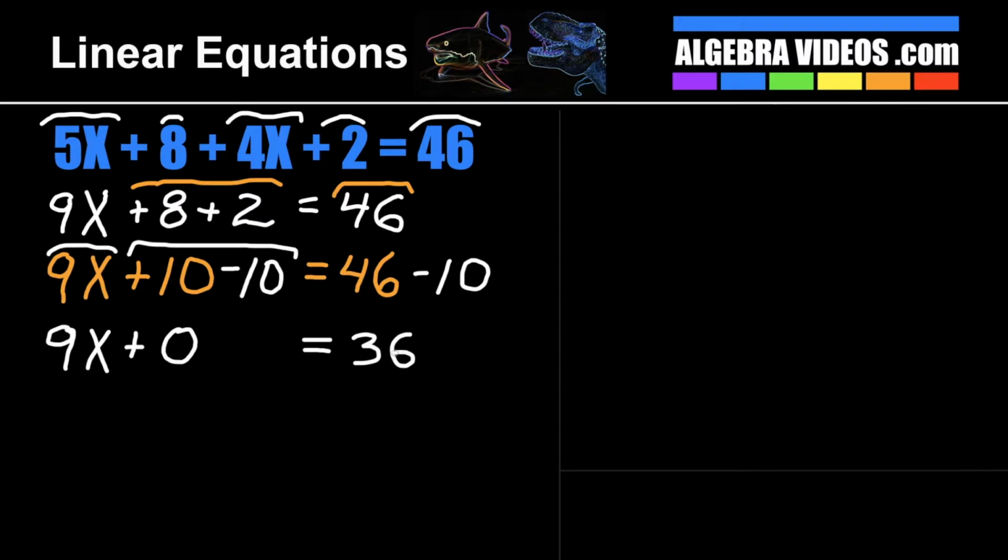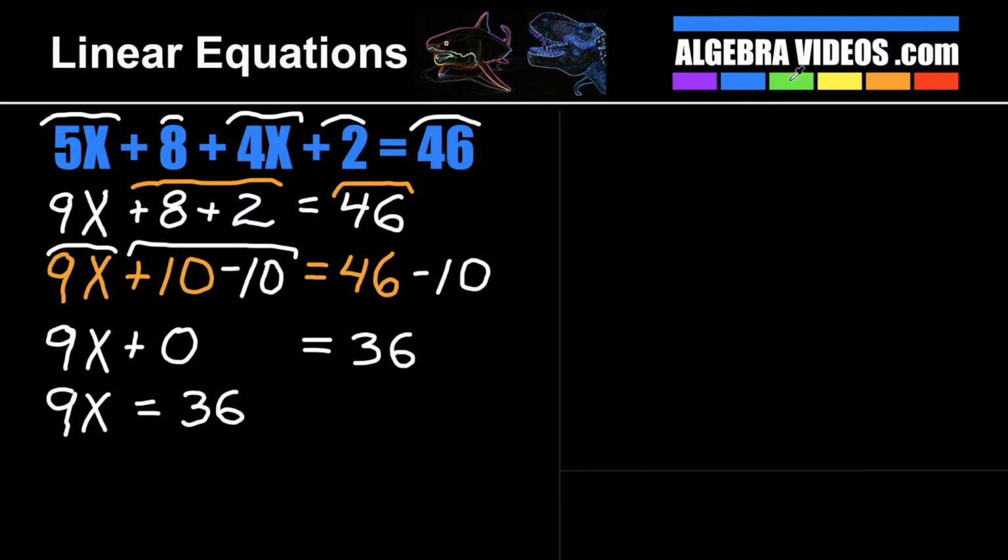Hey, look at this. Our equation's getting shorter and shorter. 9x plus 0 equals 36. Well, we can write that a little simpler. We could just say 9x and leave out the plus 0. Just say 9x equals 36. Hey, this is kind of fun. This is getting easier and easier.